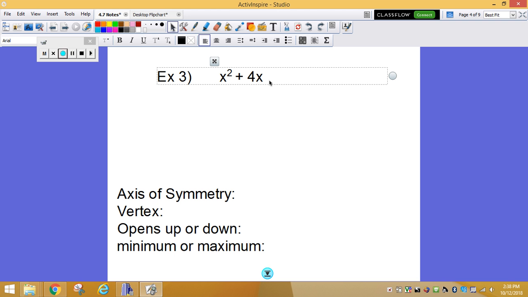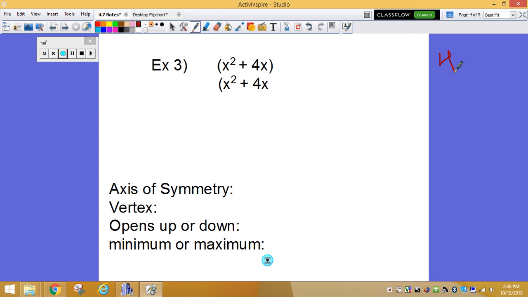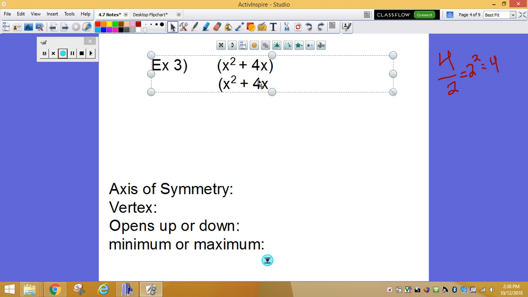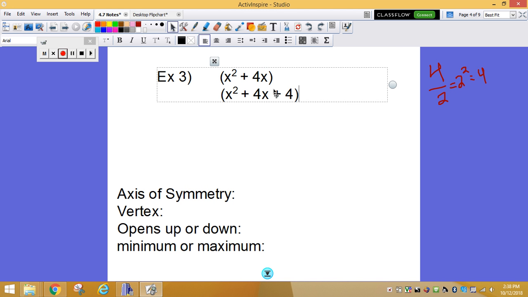Okay, now there's nothing at the end, so I'm just going to go ahead and put this in my little parentheses. I got my parentheses, I got this. Remember to find the number that we're going to add and subtract, we take whatever my middle number is, so 4 divided by 2 is 2, and then square it. 2 squared is 4. So that means I'm going to add 4 on the inside. And if there's nothing on the outside, I still have to subtract that 4. If I added it on the inside, that means I'm going to subtract it on the outside.